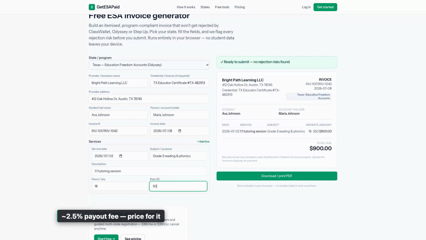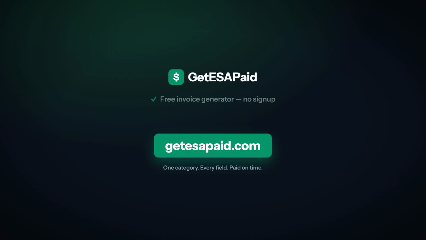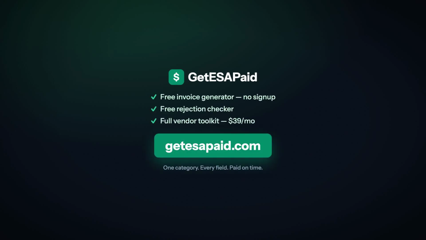2 more rules. ClassWallet deducts a service fee of roughly 2.5% from each payout, so price accordingly. And for reimbursements, some states demand both the itemized invoice and a proof of payment receipt. An invoice alone gets denied. Clean category, complete fields, correct documents. That's the whole game. Funds land by direct deposit, usually within a week or 2 of clearing review.